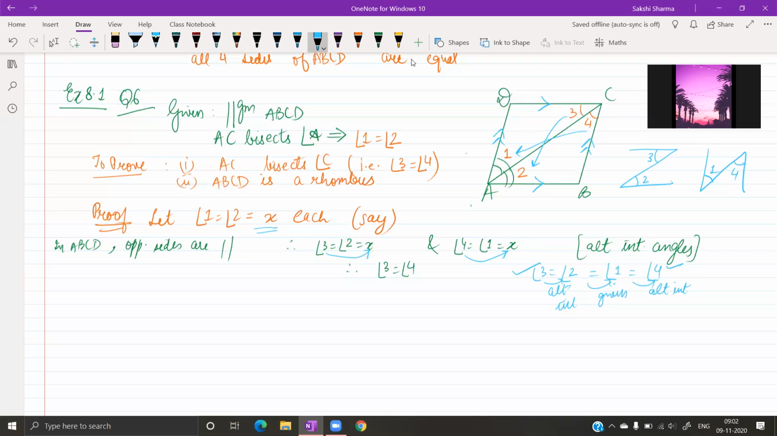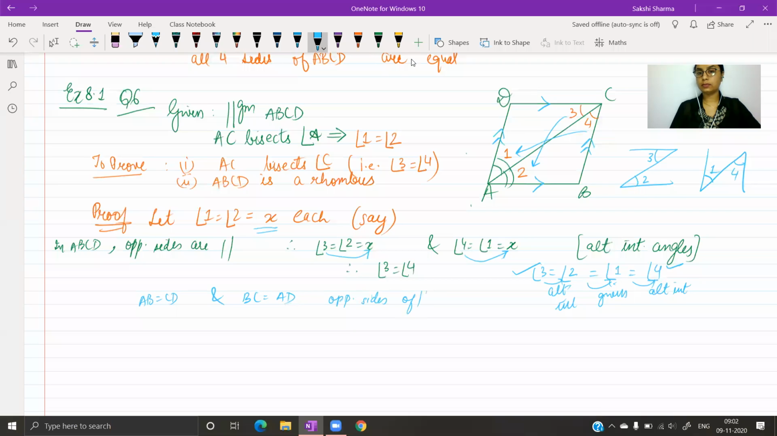Yes, ma'am. Okay. After this, you have to prove that this is a rhombus. Since it's a parallelogram, the opposite sides are already equal. We already have AB equals CD and BC equals AD. We want to prove adjacent sides equal. Once the adjacent sides are equal in a parallelogram, it will become a rhombus.